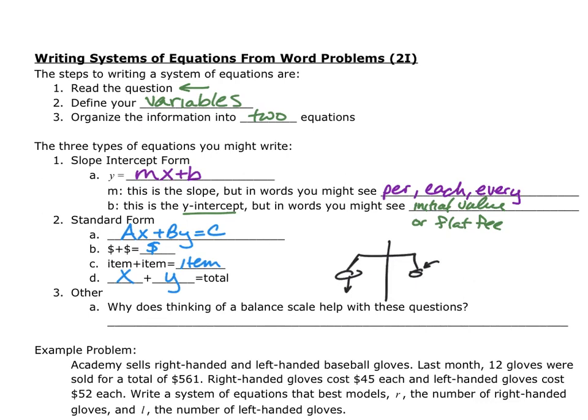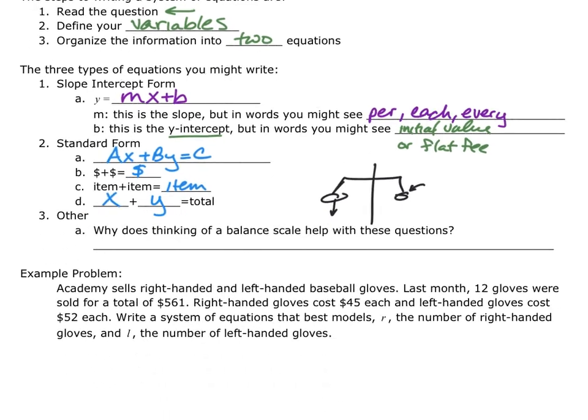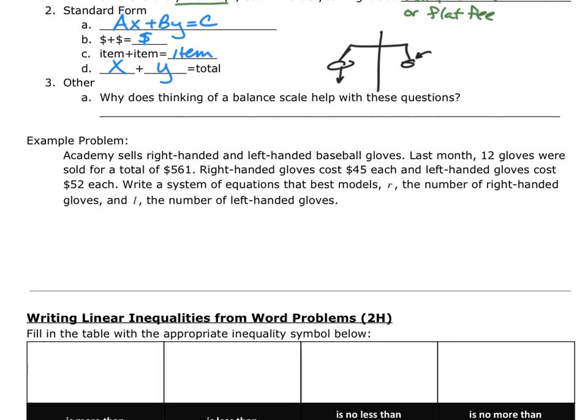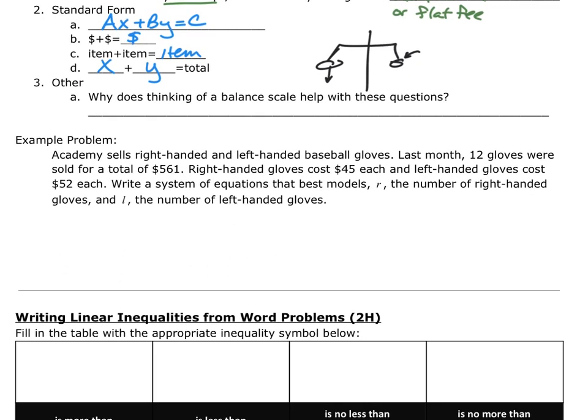So for example, it says Academy sells right-handed and left-handed baseball gloves. Last month, 12 gloves were sold for a total of $561. Right-handed gloves cost $45 each, and left-handed gloves cost $52 each. Write a system of equations that best models R, the number of right-handed gloves, and L, the number of left-handed gloves that this Academy sold. So R is right hand, and L is going to be left hand.